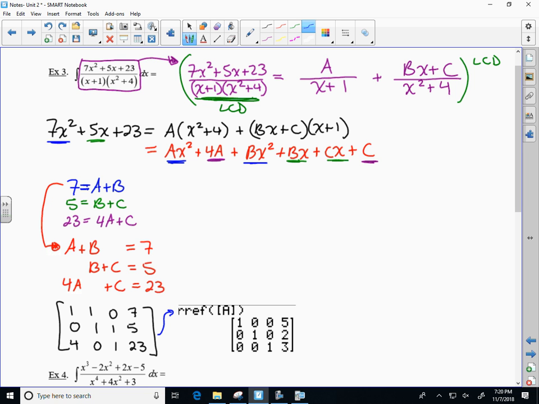So that's telling us that A is equal to 5, B is equal to 2, and C is equal to 3. Right? So now I know what my new integral ought to be. 5 over x plus 1 plus, we have a 2x plus 3 over x squared plus 4.